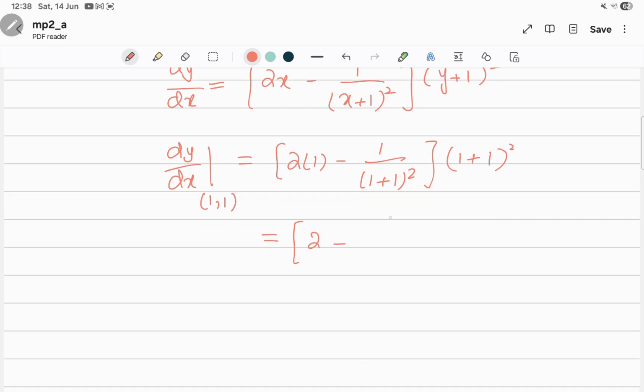So 2 minus 1 over 1 plus 1 is 2, and 2 square is 4, so it's 1 over 4. 1 plus 1 will be 2, and 2 square is 4, so times 4 outside. If you take this 4 inside, it will be 2 times 4 minus 1 over 4 times 4. So 2 times 4 is 8, minus 4 times 1 over 4 is 1, so 8 minus 1 is 7. So hence proved, the gradient at the point 1, 1 is 7.